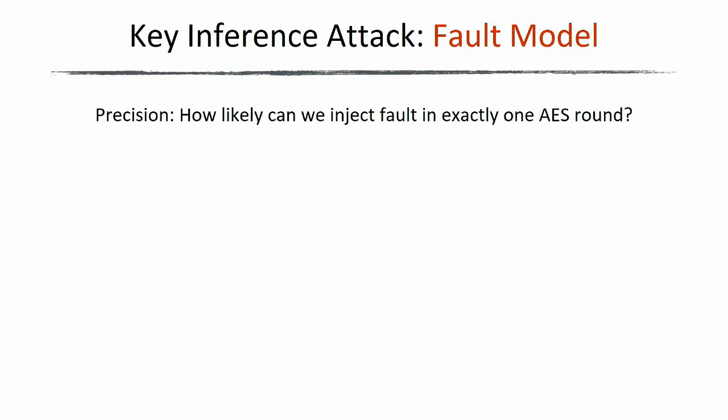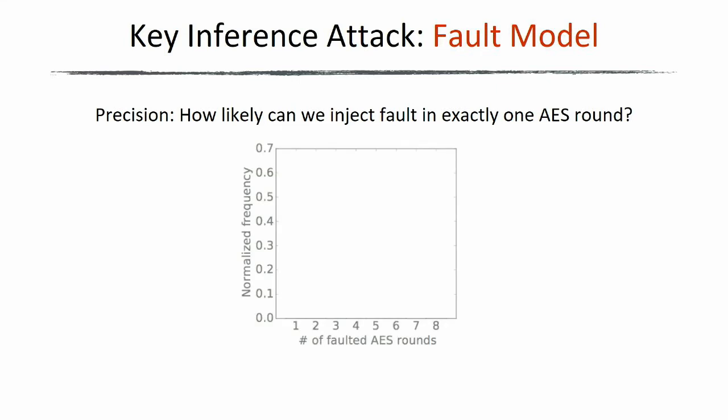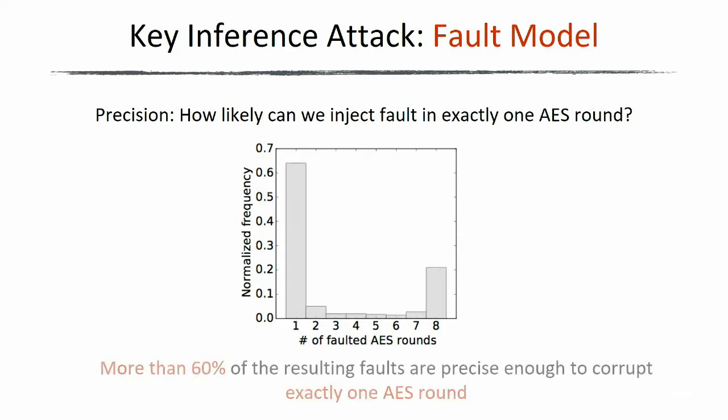So how likely are we able to inject the fault in exactly 1 AES round? Here we plot a frequency histogram of the number of AES rounds where the fault actually occurs. And we see that more than 60% of the resulting faults are precise enough to affect exactly one round of the AES.